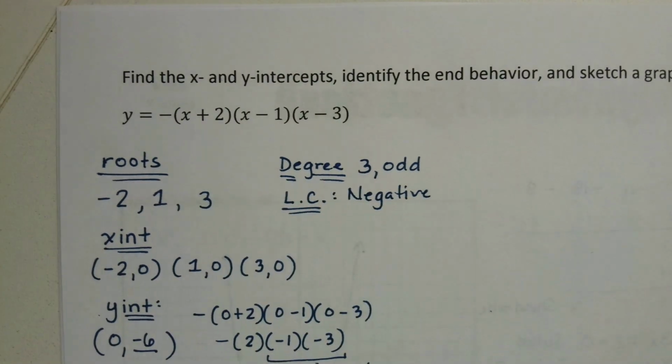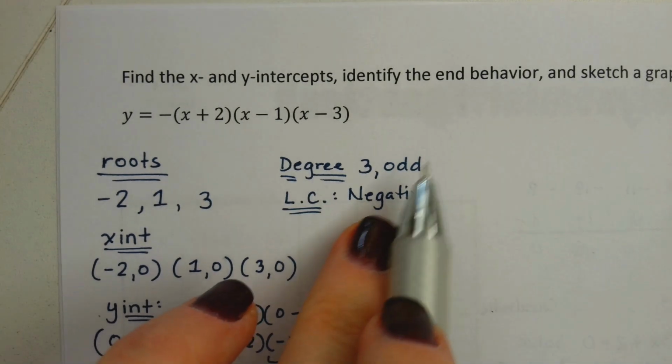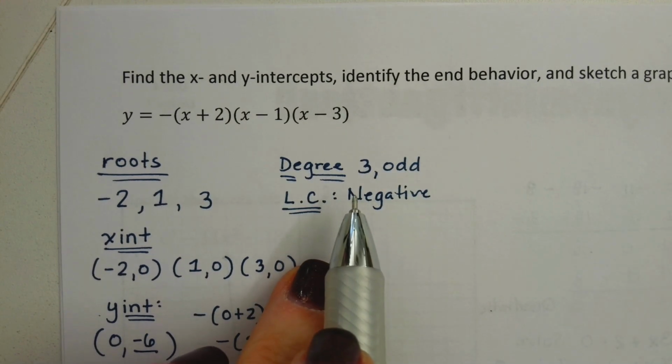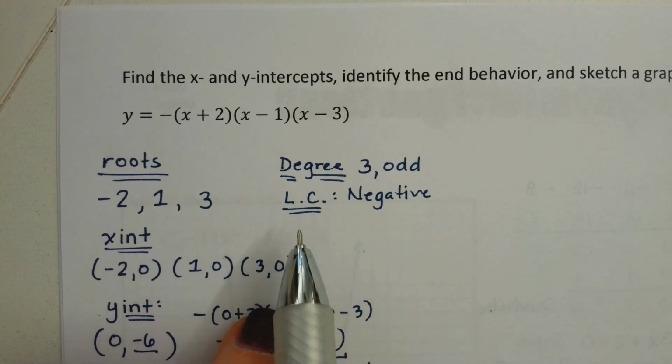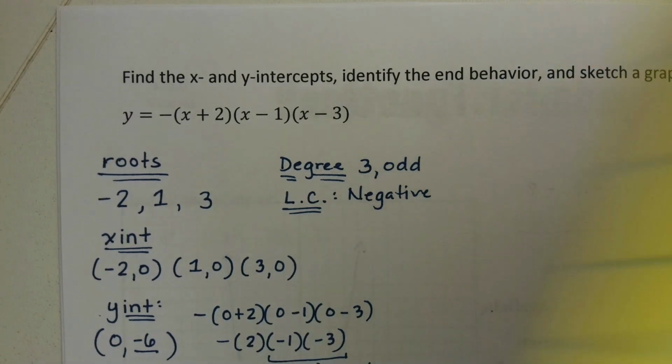Okay. So the ends go in different directions. Its leading coefficient is negative. So I literally think about an odd degree function. I think about a linear function that has a negative slope. Think about a linear function with a negative slope.